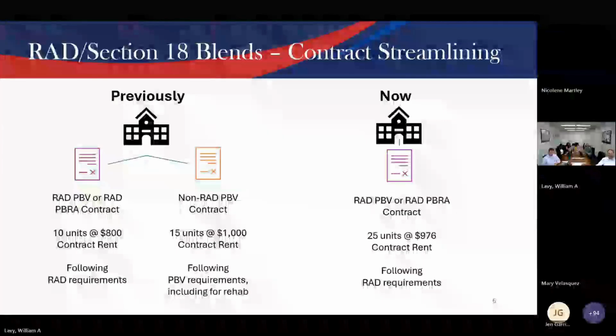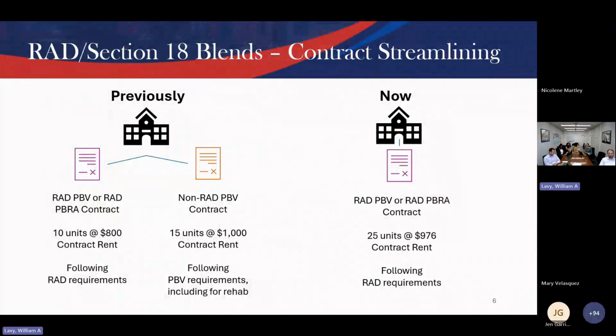For those who have been working with RAD for a little while now, you might recall that we've been doing blends for a few years, but it used to be that blends resulted in two separate HAP contracts. One RAD contract, either a project-based voucher or project-based rental assistance contract, and another non-RAD project-based voucher contract. And these two contracts would be put at the property and would follow separate rules.